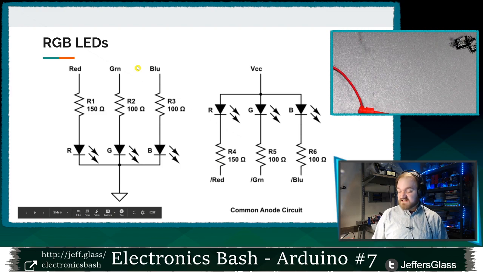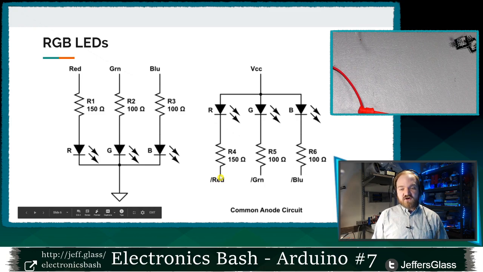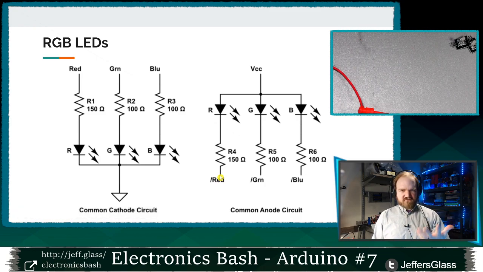In our common cathode case, which I'll be working with tonight, your analogWrite values are direct: low is on less, high is on more. When you have the situation where your LED is turned on when your control pin is low, everything gets inverted, if that makes sense.